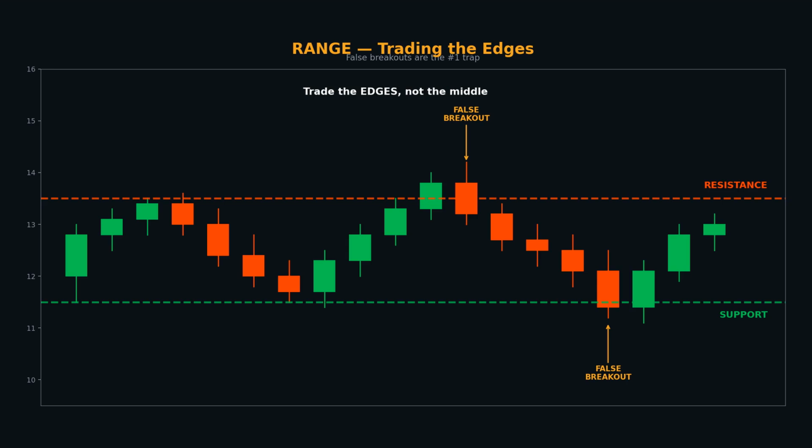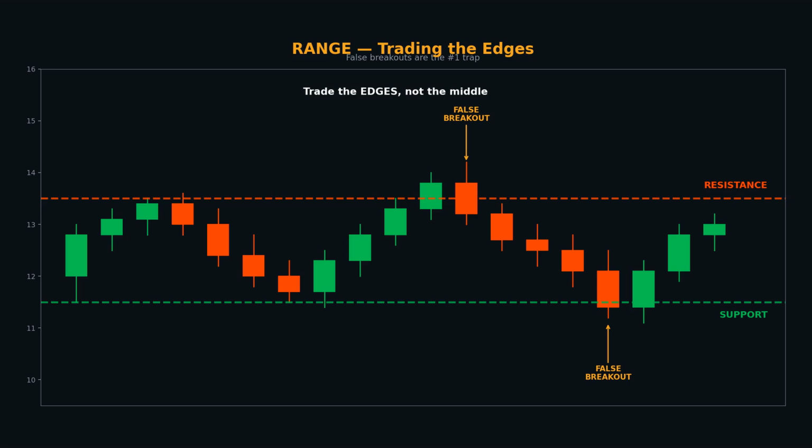So how do you survive a range? First, identify it clearly. If price has bounced between the same 2 levels at least 2 or 3 times, you're probably in a range. Second, trade from the edges, not the middle. The middle of a range is no man's land. You have no edge there. Only take trades at support or resistance, with a stop just beyond the level.